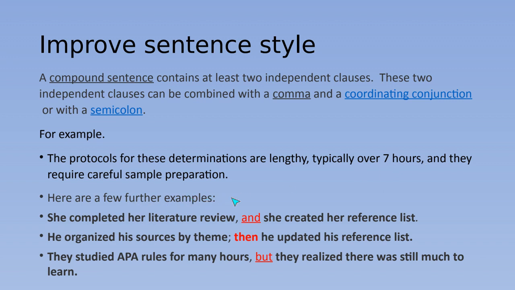Here are a few further examples. She completed her literature review, comma, and she created her reference list. He organized his sources by theme, semicolon, then he updated his reference list. The final one: they studied APA rules for many hours, comma, but they realized there was still much to learn.